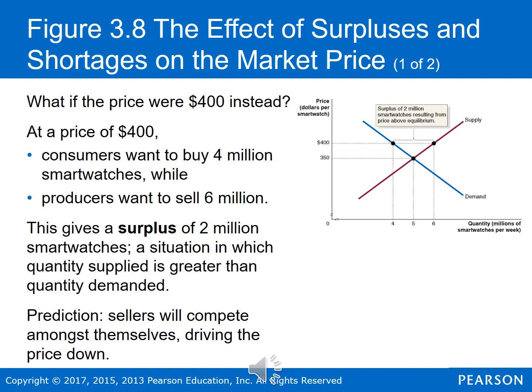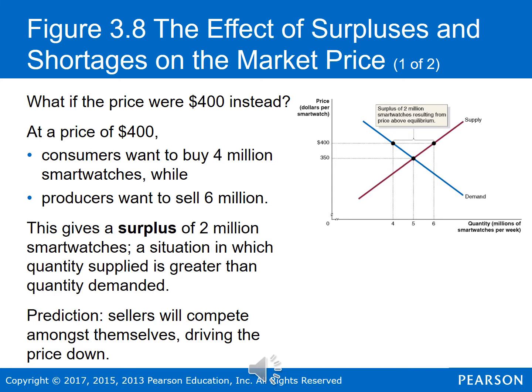So let's look at an example of the invisible hand, as Adam Smith called it, eliminating shortages, moving the market towards equilibrium. So let's say the price in this market is $400. Instead of the $350 equilibrium price, firms don't realize that, and they set the price at $400. At this price, consumers will want to buy 4 million smartwatches. But at the price of $400, firms are willing to sell 6 million smartwatches. We end up in this case with a surplus of 2 million smartwatches.